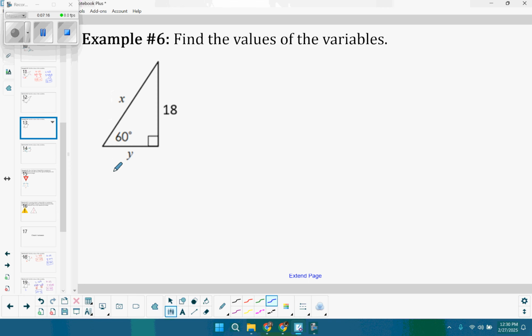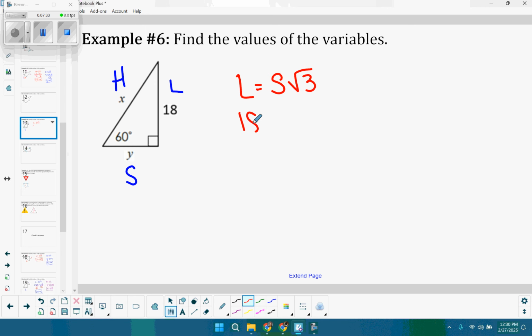In our last plain example, before we get to a word problem, the 60 here makes 18 your L, the right angle makes X your hypotenuse, and then this last side will be your short leg. So we're given the L value, so we will start with L equals S root 3.